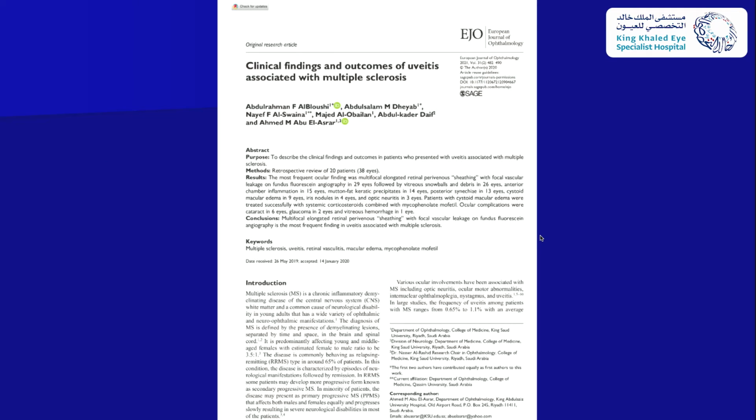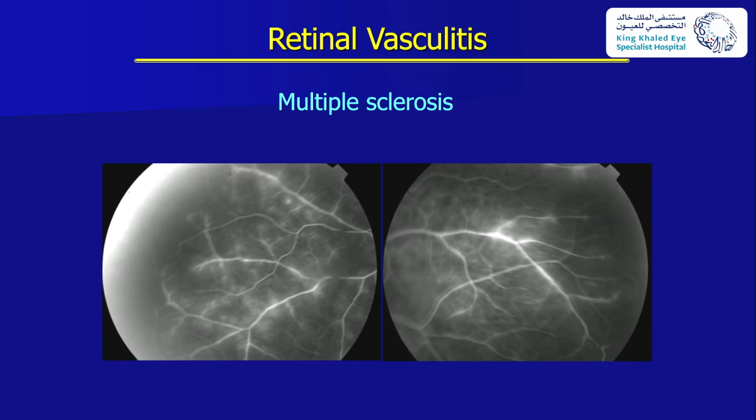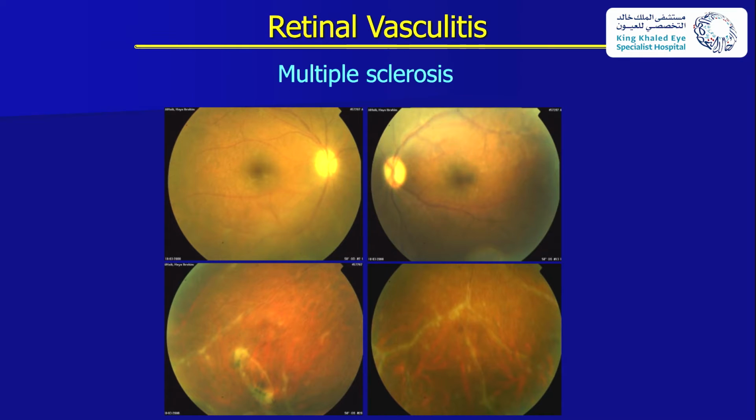fluorescein angiography. We recently published a paper, which I think is a very important paper, on clinical findings and outcomes of uveitis associated with multiple sclerosis, with very nice clinical pictures. I would encourage you to read it, because the most common finding in uveitis associated with multiple sclerosis is this pattern of vascular sheathing. That was the most common finding in these patients.